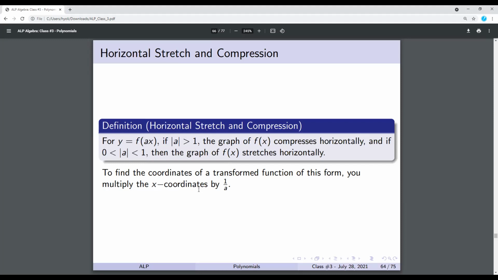Now we're looking at horizontal stretch and compression. So if y equals f of a x, where a x is inside parentheses, where the absolute value of a is greater than 1, then f of x is compressed horizontally. And if the absolute value of a is between 0 and 1, then the graph of f of x is stretched horizontally. To find the coordinates of the transformed function in this form, you multiply the x coordinates by 1 over a, because since a is inside of parentheses, you would be multiplying by a.